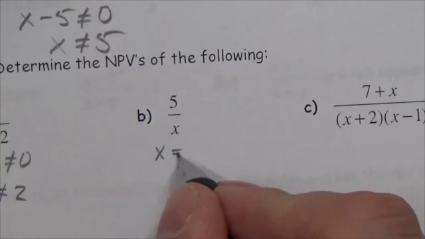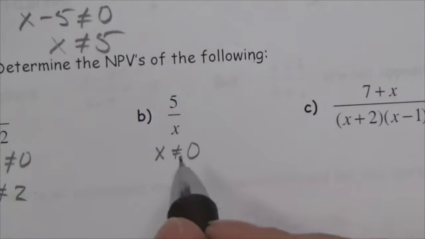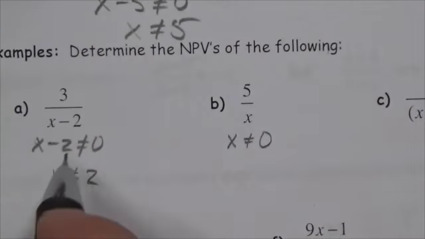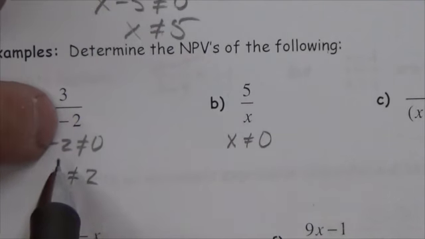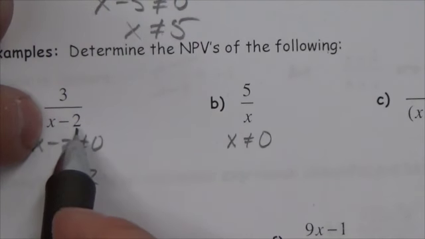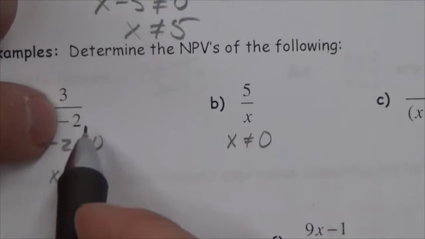Here's a place where we can freely say that x can't be equal to 0. That's the non-permissible. Over here, x could equal 0. If x is 0, 0 minus 2 is negative 2. 3 over negative 2 is fine. It's just negative 3 halves. That's not a problem here.